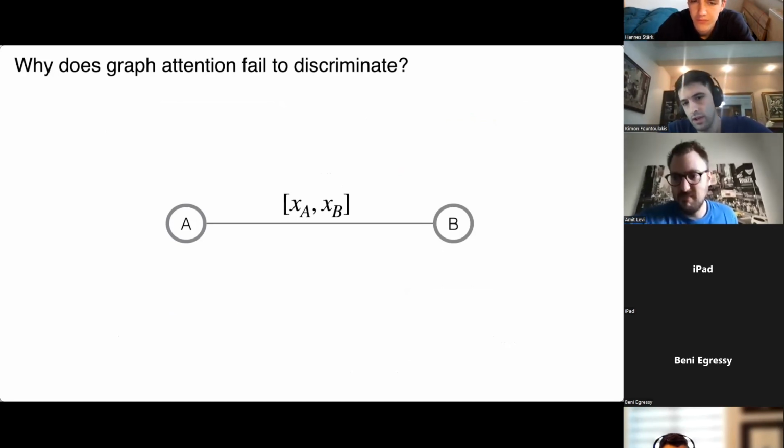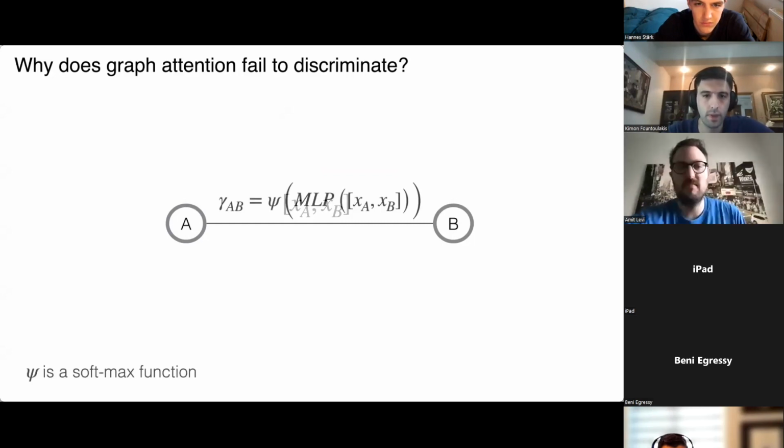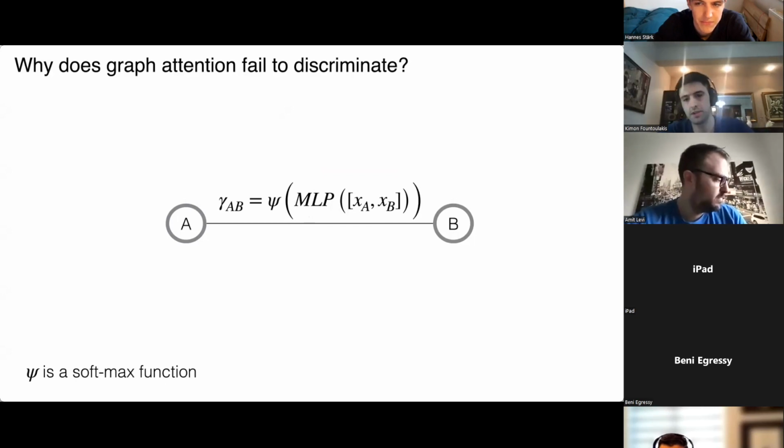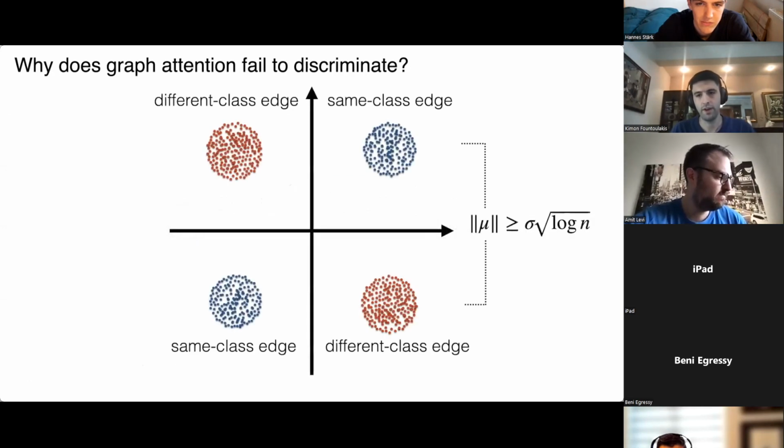So if you have here edge AB, the nodes A and B, then the edge is represented by the concatenation XA, XB. And then gamma, how it's usually set, is basically parameterized using an MLP, which takes the concatenation as input. So now you're probably already thinking, if I can make the MLP separate intra from inter edges, then I need to have some structure in the concatenated vectors. And in fact, that's the case.